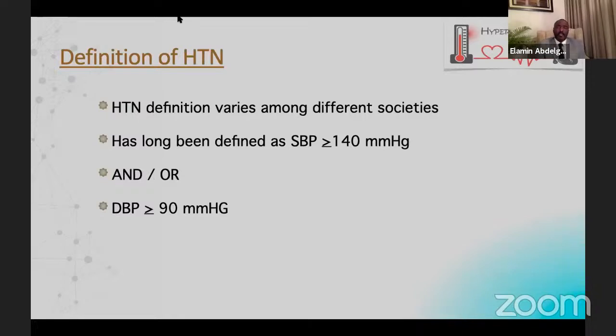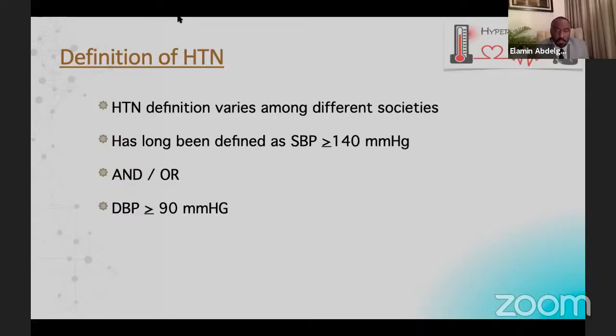And here the divergence started between the American College of Cardiology guidelines, let's call it the American guidelines, and the European guidelines. The American guidelines defined the office or clinic blood pressure as equal or more than 130 systolic and equal or more than 80 diastolic. The Europeans remained a little more conservative, keeping the systolic at 140 or more and the diastolic at 90 or more. This is what we used to adopt in our previous practice.